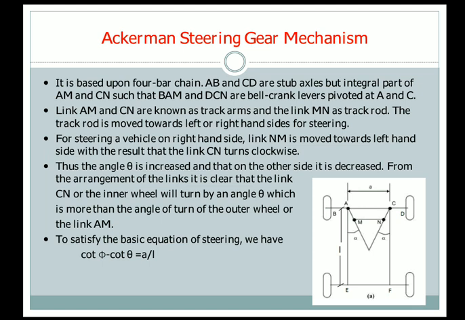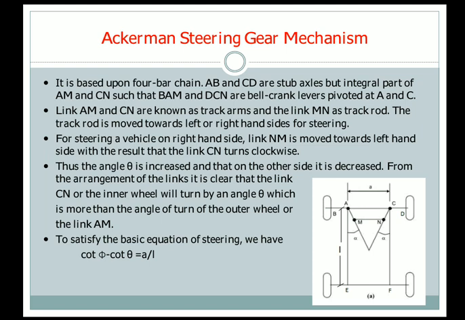Thus the angle theta is increased, and on the other side it is decreased. Angle theta will be for the right tire, and for the left tire the angle will be phi. As we have learned, the angle theta will be more when compared to the angle phi. From the arrangement of links, it is clear that CN, the inner wheel, will turn by an angle theta, which is more than the angle turned by the outer wheel, or the link AM.